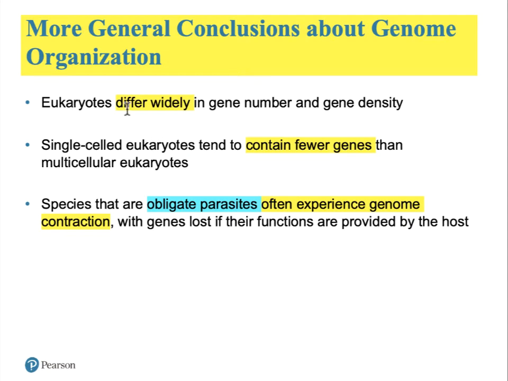Amongst eukaryotes, their organization differs widely with respect to gene number and gene density. In general, single-celled eukaryotes tend to have fewer genes than multicellular eukaryotes. The lifestyle of the organism then further influences its genome organization and gene content. So obligate parasites that must live on their hosts often experience something known as genome contraction. They lose some of their gene functions because those functions are provided by the host.